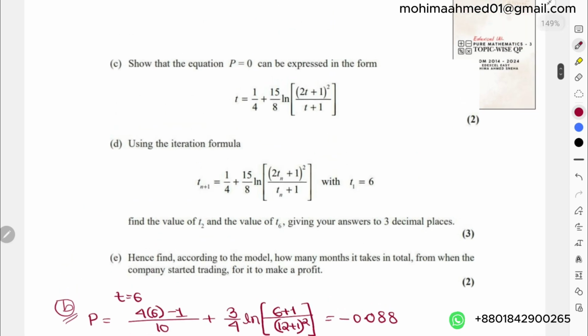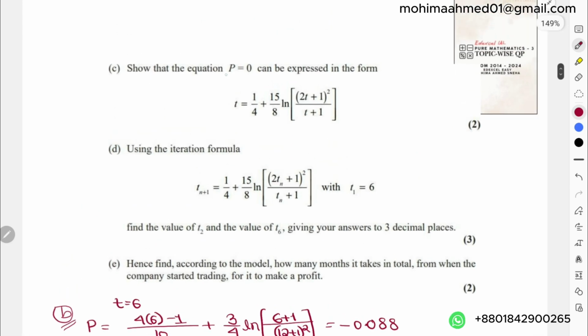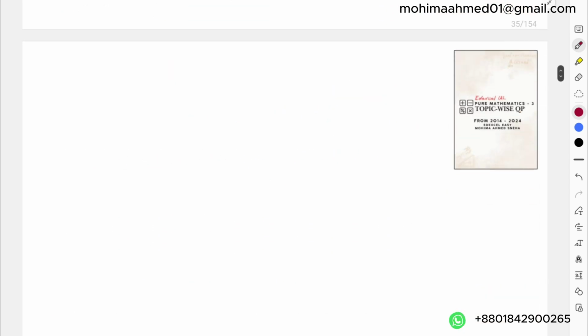After this, for your part C, it says to show that when p equals 0, that expression can be written in this format: 1 by 4 plus 15 by 8 ln of (2t plus 1) whole square over (t plus 1), okay? Let's see.